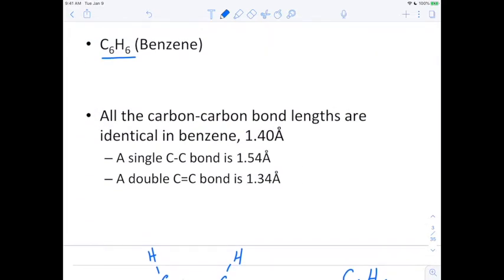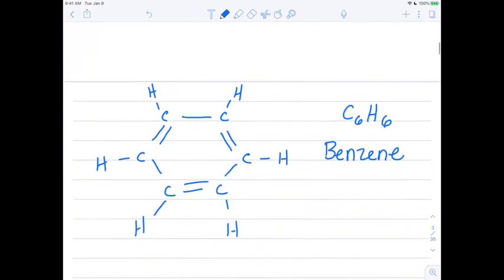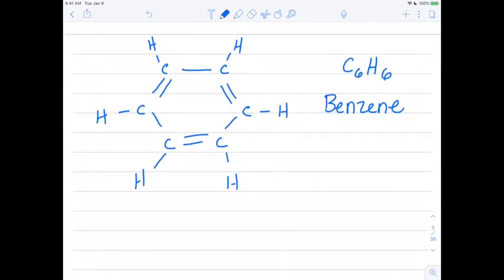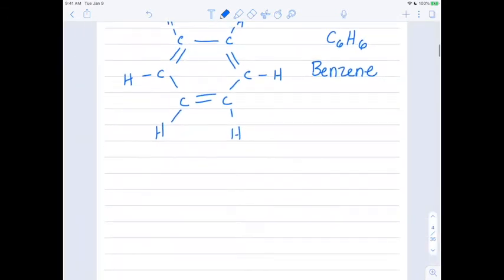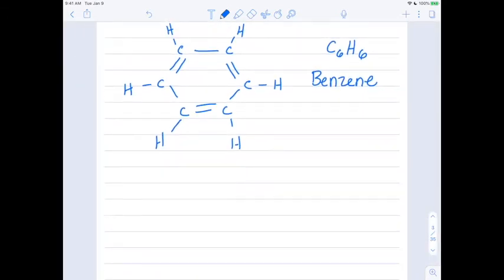And it says all of the bond lengths are identical. Well, that's kind of weird, because here it doesn't look like they're identical bonds. It looks like we have 3 single and 3 double. So now I want to draw benzene again slightly differently. So here I'm going to draw it with the skeleton structure we looked at way back earlier in Chapter 1, back when we were doing our alkenes, alkynes, and alkanes.